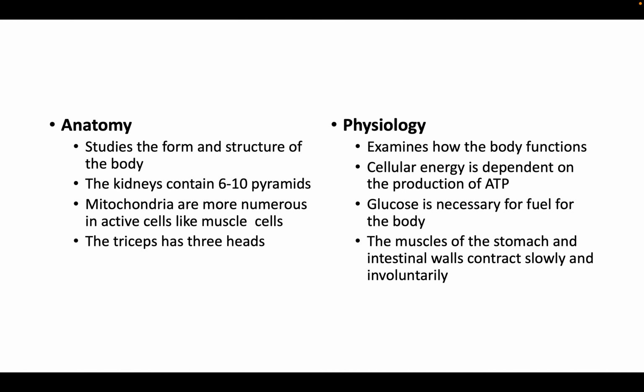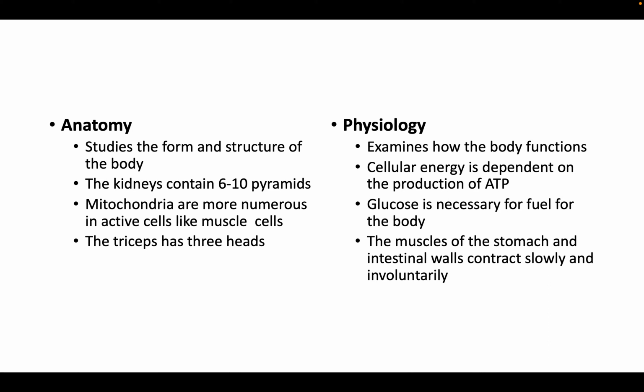So when we look at anatomy, we're looking at the form, the structure of the body. So if we look at something like the kidney, here on the left, in A&P2 you'll talk about the renal system, the urinary system. In the kidney, there are lots and lots of these things called pyramids. They're in a region called the medulla of the kidney. But that's just describing the structure, right? It's describing the anatomy. What does it look like?